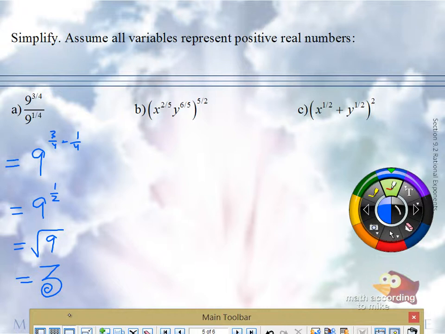B. What format is B currently in? Of all those exponent rules, number 4. We have a product to a power. So that says each term of the product receives the power. So we have a product to a power. Each term of the product receives that power.